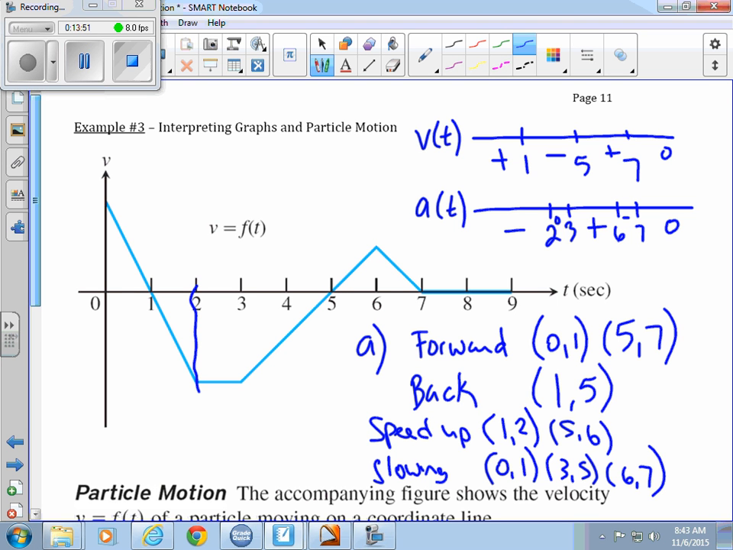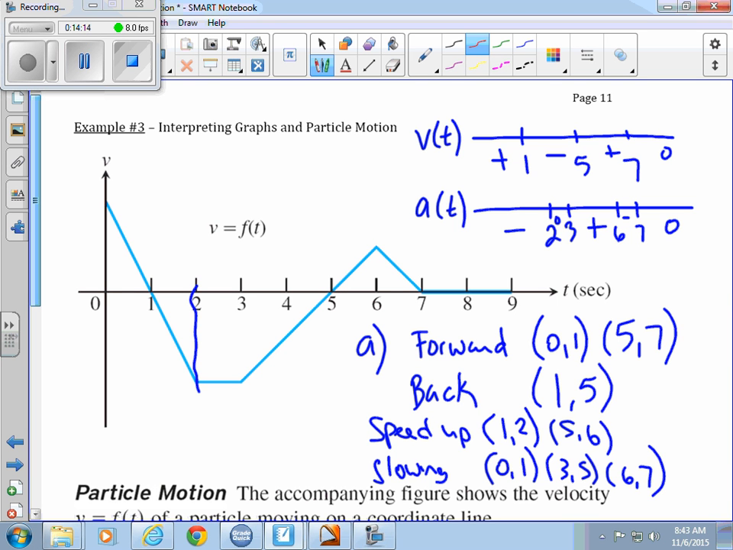What do we look at when we're doing speeding up and slowing down? If the velocity and acceleration have the same sign, we're speeding up. If velocity and acceleration have opposite signs, we're slowing down. Right? So we can look at that really quick. Again, the place this is really handy is if you already have sign charts made, and you don't have graphs.